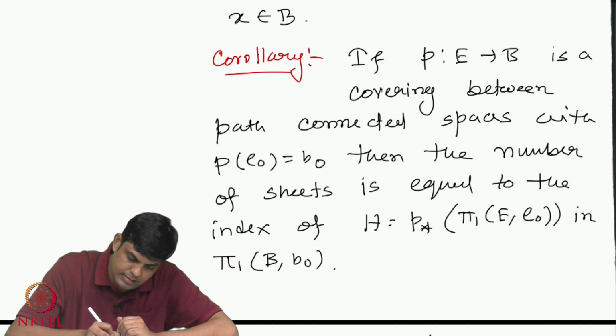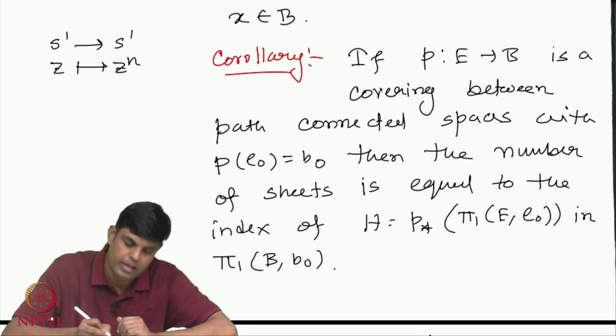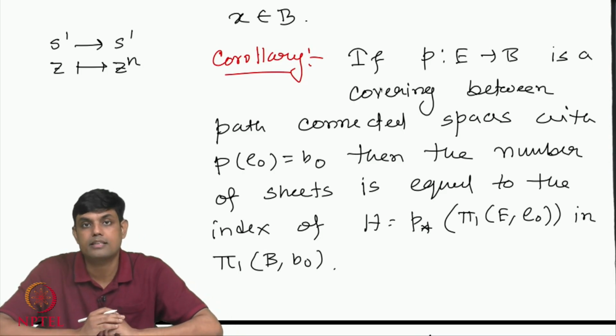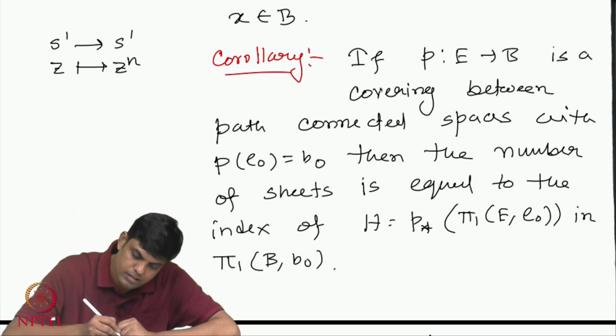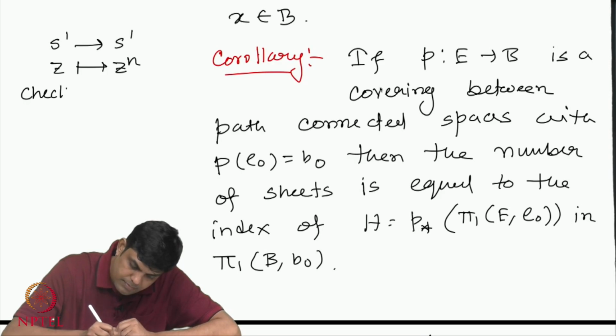In particular, you can use this in the following setup. Suppose I consider the map from S1 to S1, z goes to z to the power n, and you can check that this is a covering map.